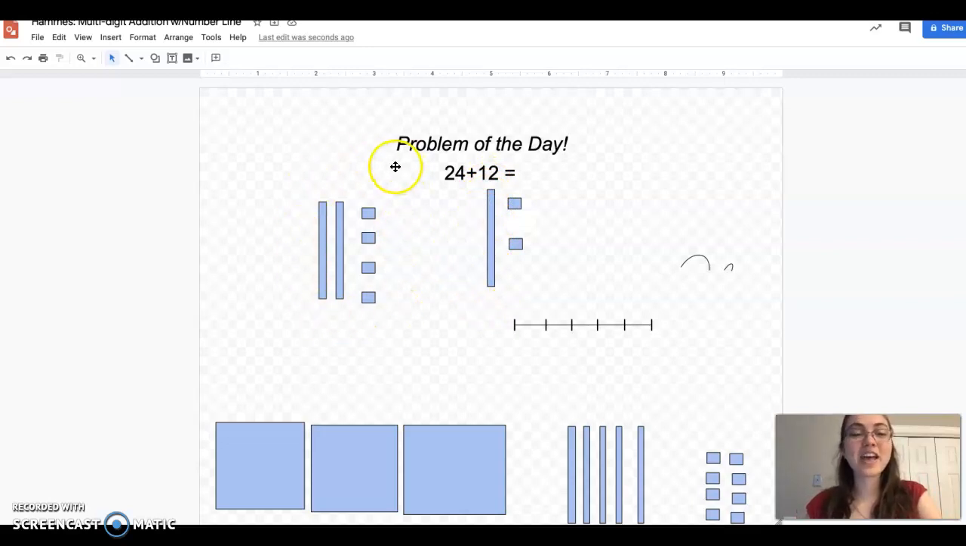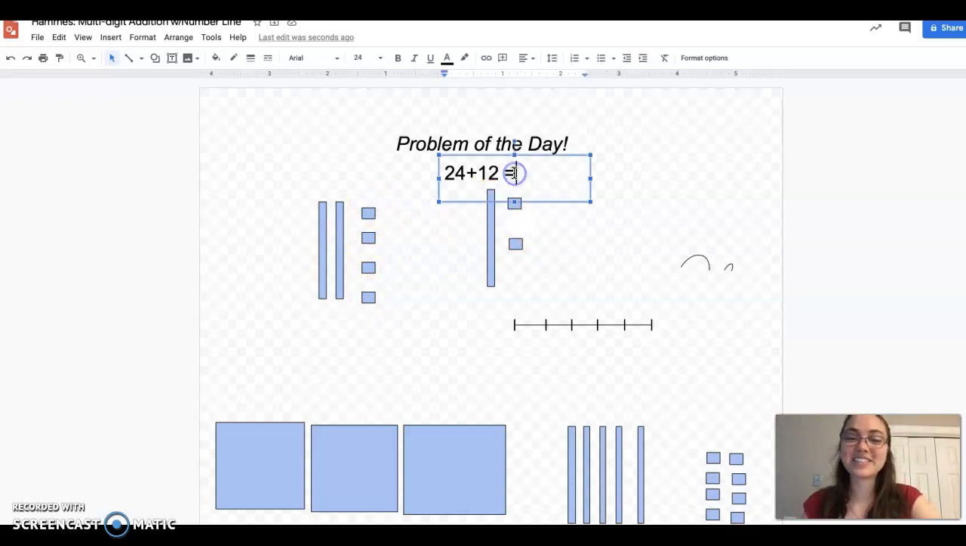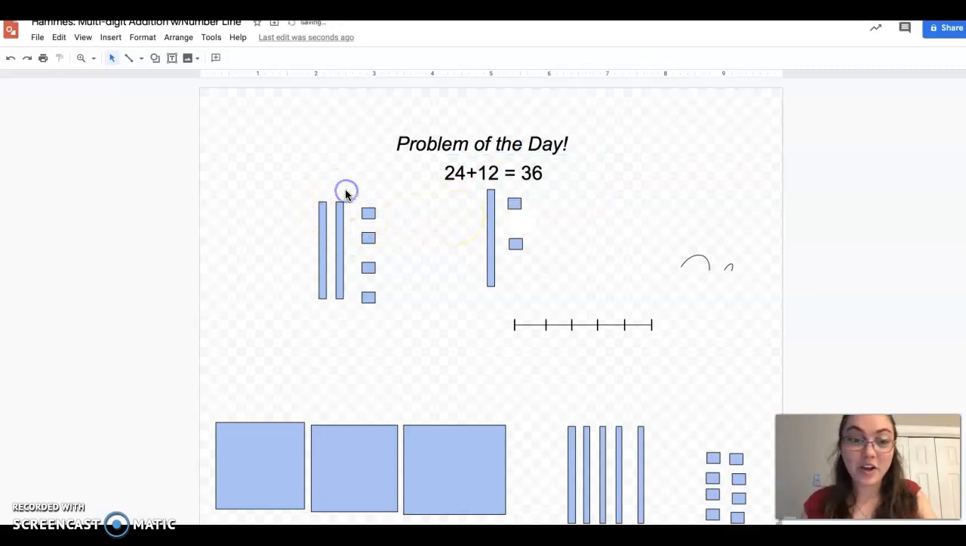Okay, we've got our 2 values, 24 plus 12. Now, let's combine those since we are adding. How many ones do we see? 1, 2, 3, 4, 5, 6. I see 6 ones, so I'm going to add that. 6. And how many tens do we see? 1, 2, 3. So according to my blocks here, 24 plus 12 is 36.